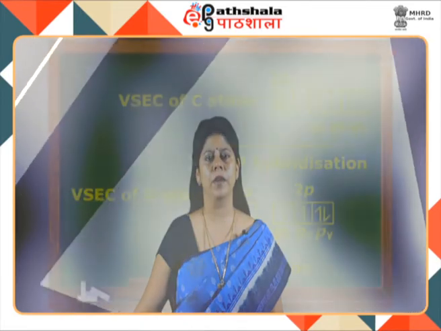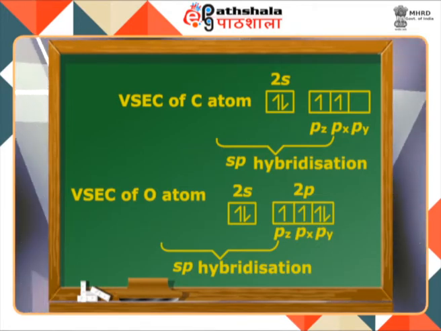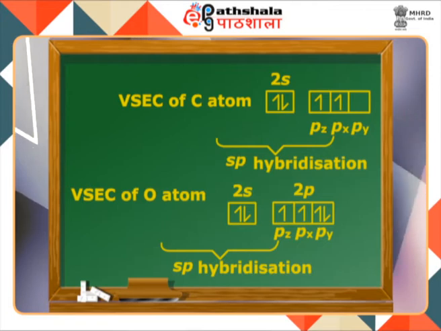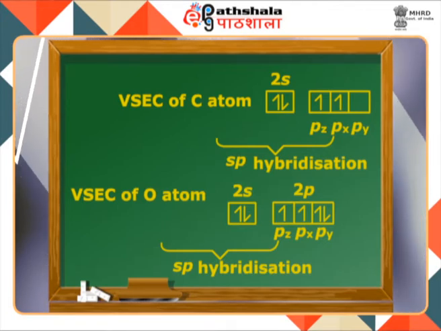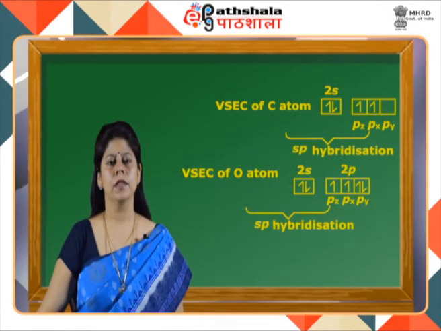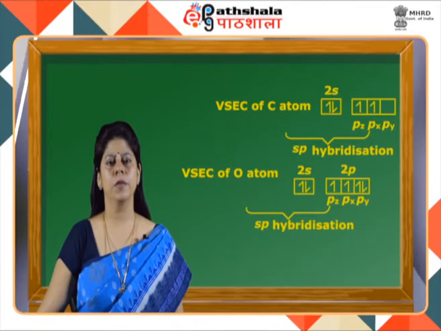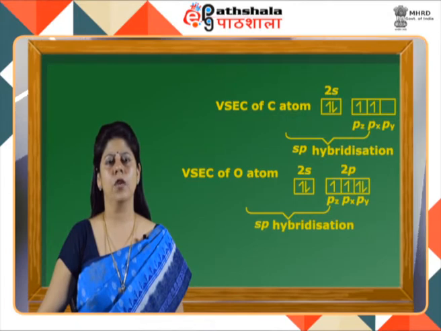Now we see the hybridization approach of carbonyl. Both carbon and oxygen atoms of the carbonyl molecule are sp hybridized. The valence shell electronic configuration of the carbon atom is 2s2 2p2 and that of the oxygen atom is 2s2 2p4. The singly occupied sp-z hybrid orbital of the carbon atom overlaps with the singly occupied sp-z hybrid orbital of the oxygen atom in a linear fashion, forming a sigma bond.